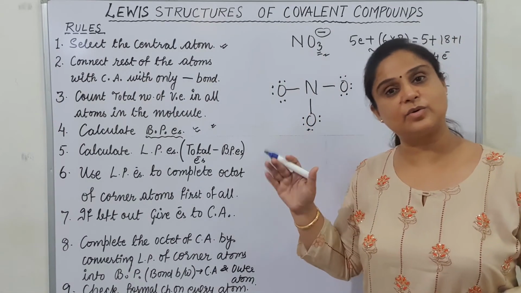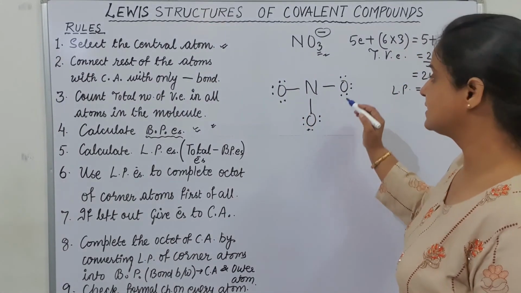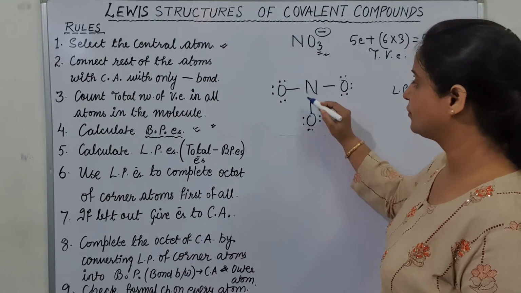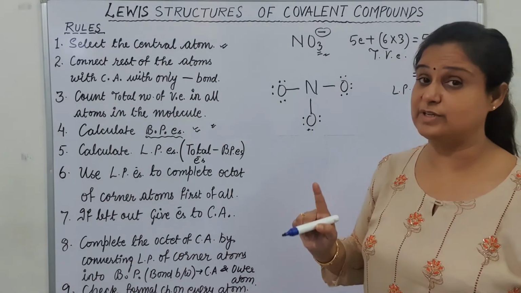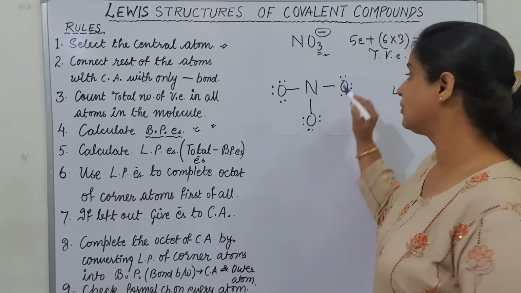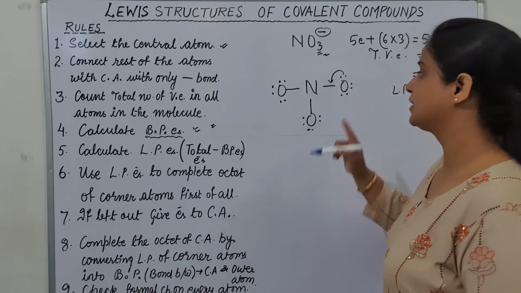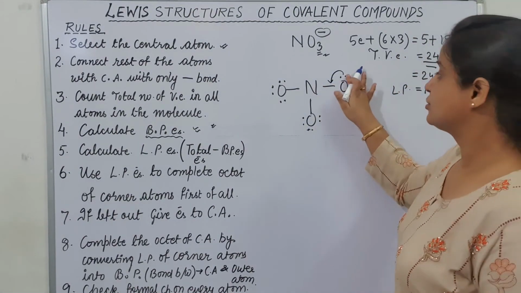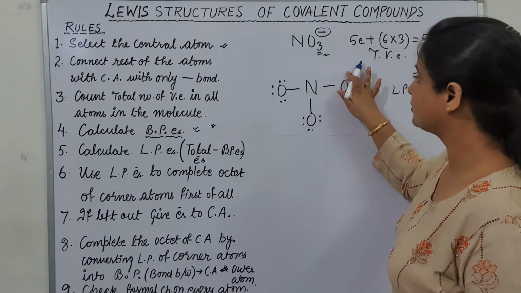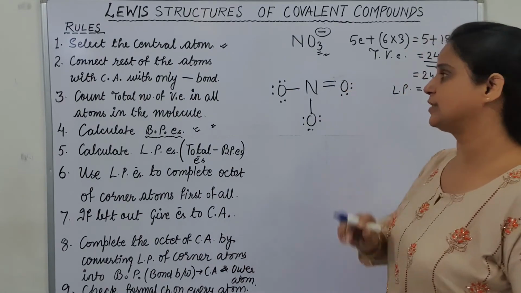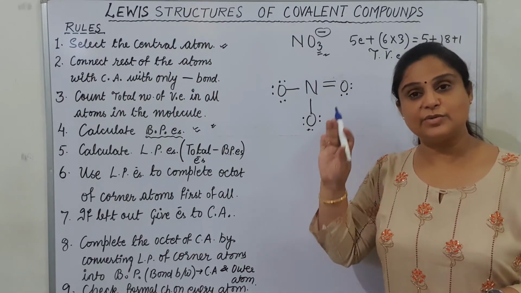Now let us see whether all the atoms are satisfied or not. So let's see to it. 1, 2, 3, 4, 5, 6. Nitrogen is having only 6 electrons. So what to do now? We have to use this lone pair to make it satisfy. So I am removing this lone pair here and I am using this to make the bond pair. Fine. Now this is done.